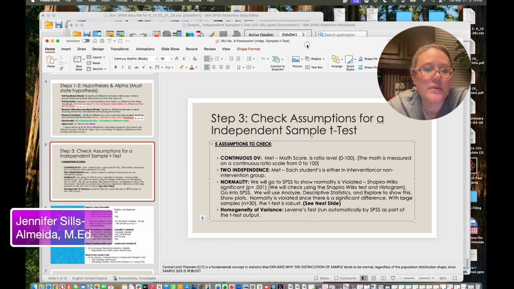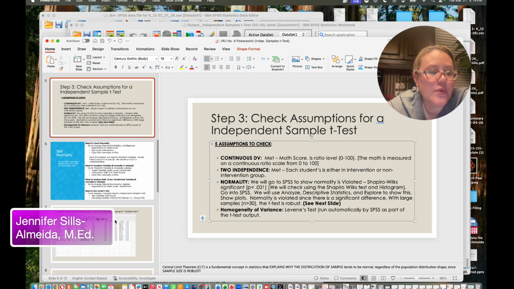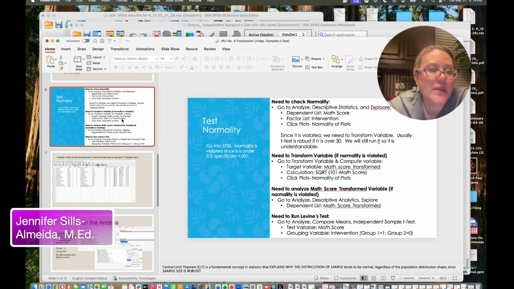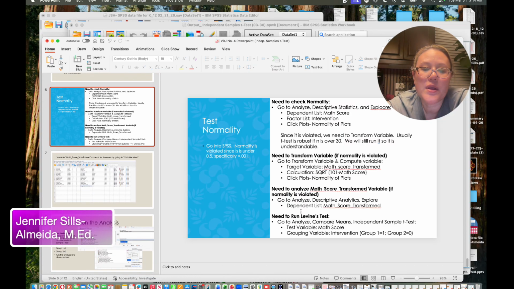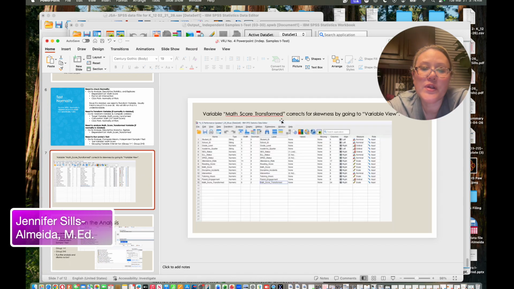Go back over here. So for the normality, we checked the normality. We also went to the Levene's test, and we checked that. So for the variables, we had to transform it because if the normality is off, in our case, it was robust.